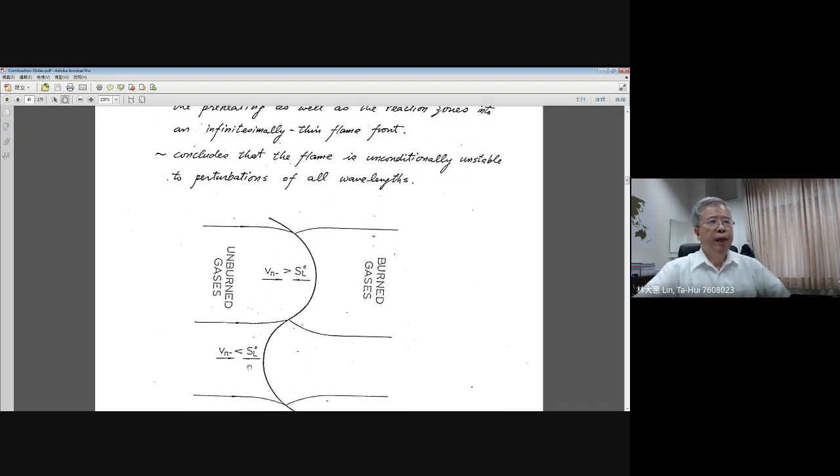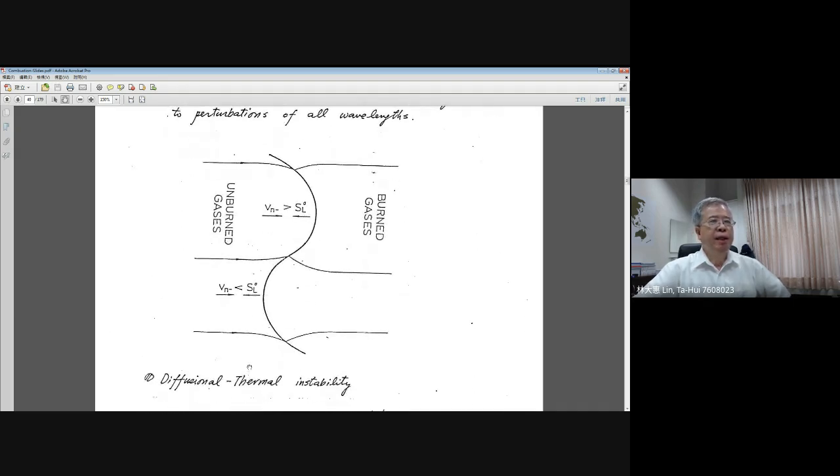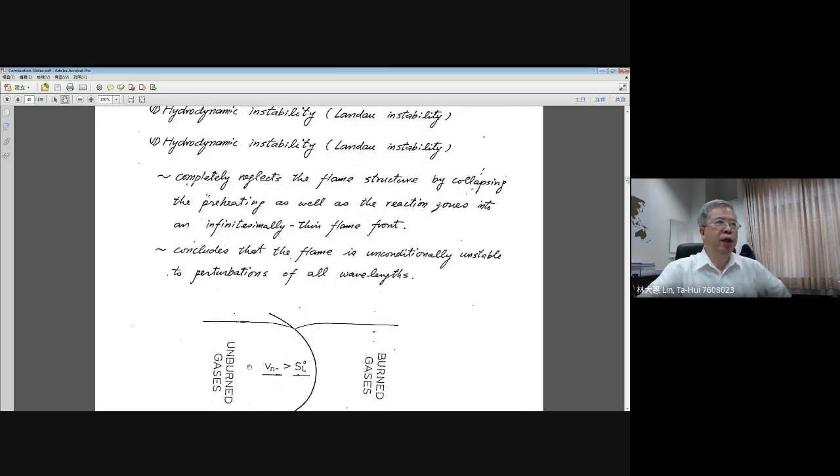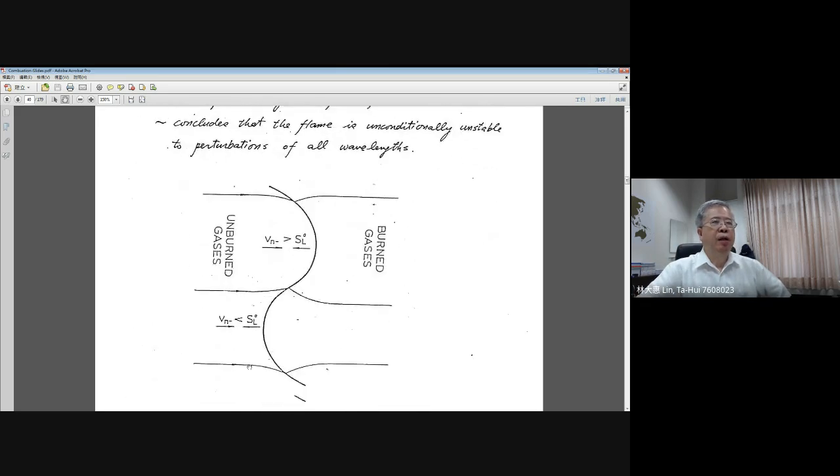Okay, now look here. For the Landau instability, we call this a hydrodynamic instability. Originally, you can think of a planar flat premixed flame, just like one that exists vertically, like a one-dimensional flow here. You have a one-dimensional premixture stabilized at a certain position. Now you try to disturb it.